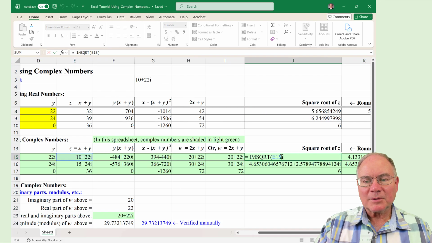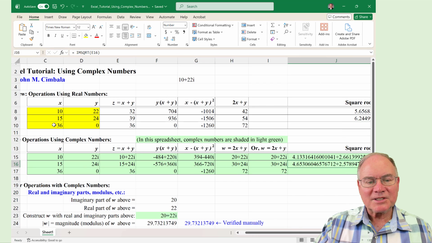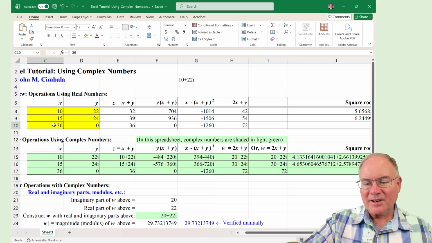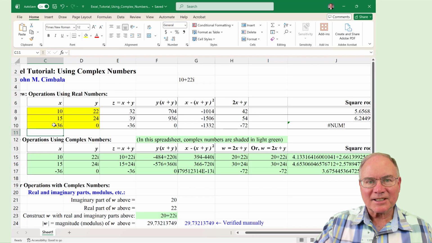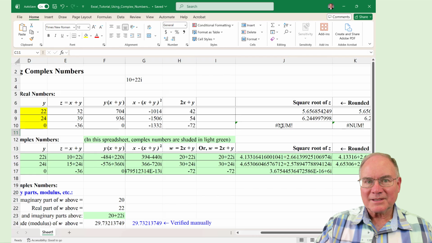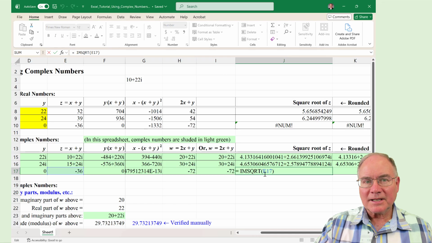For complex numbers, we use IMSQRT, and the argument is this complex z. What happens if we change this x to a negative number, say -36? So the complex x, which is actually a real number, is still -36. But the square root of -36 is where Excel barfs, as Dud says. But Excel can do the square root of -36 with the IMSQRT function.